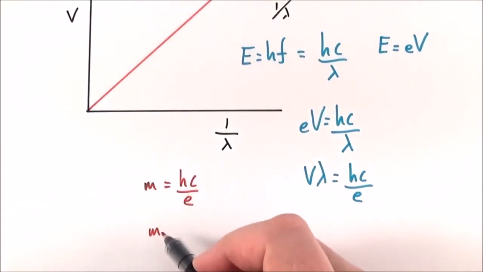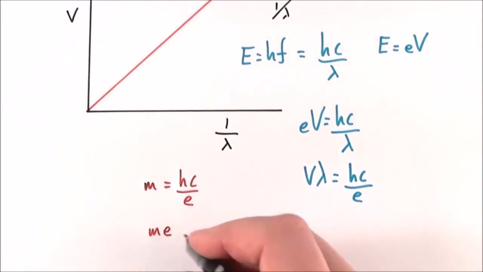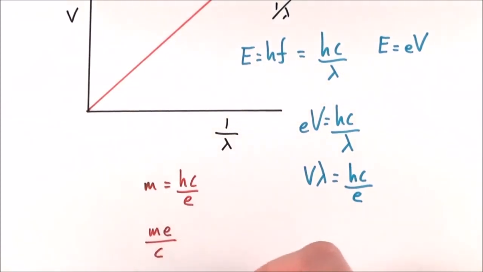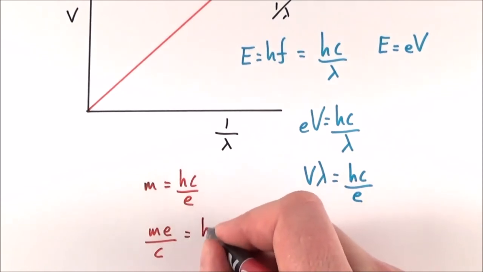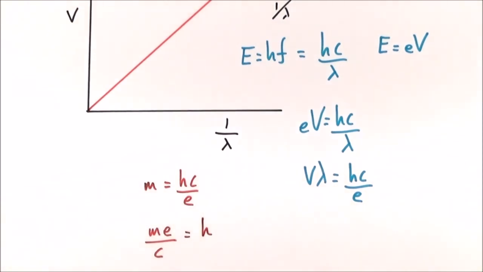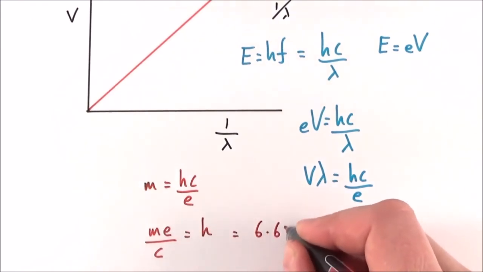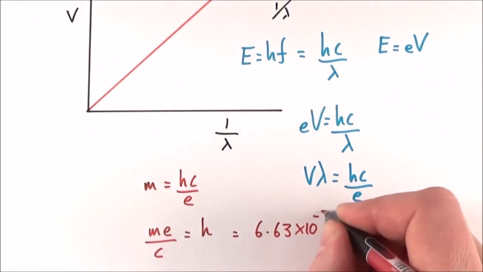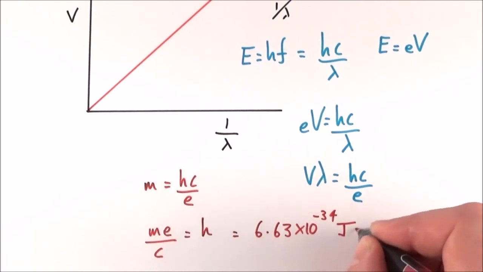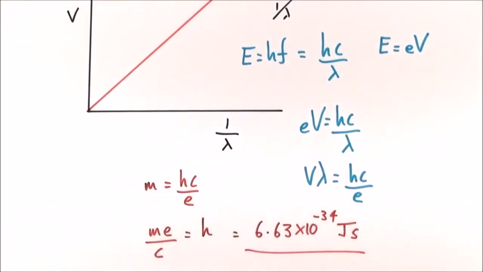That means if you work out the gradient, you times it by the charge on the electron, and you divide by the speed of light, you will find out the value of h, which is Planck's constant. And this should be, again, a value, I think I said it before, of 6.63 times 10 to the minus 34 joule seconds. And that's the way that you can work out Planck's constant yourself in the lab.